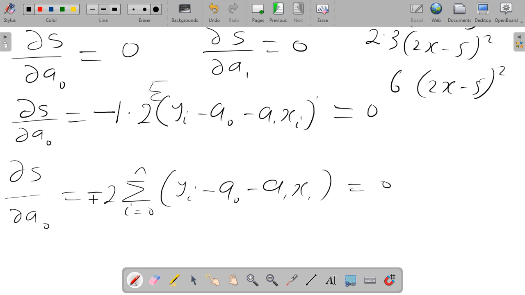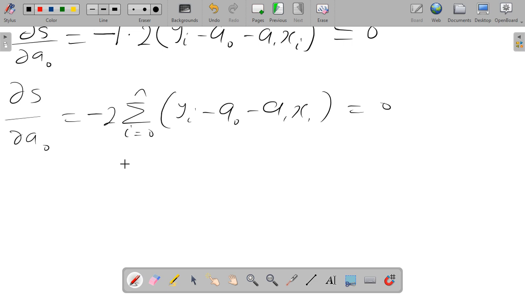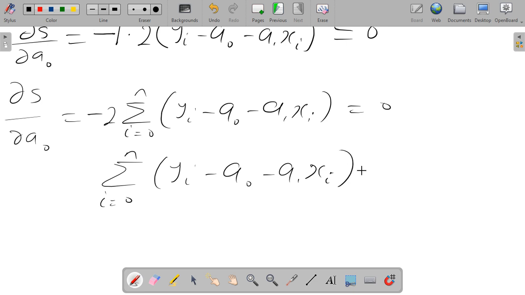So I'm having that 2 divided by this is gone, 0 divided by 2 is still 0. So I'm going to have that the summation of i starting from 0 to n of yi minus a0 minus a1 xi. Please note the difference. This is not 1 but i. Okay, i, is equal to 0.